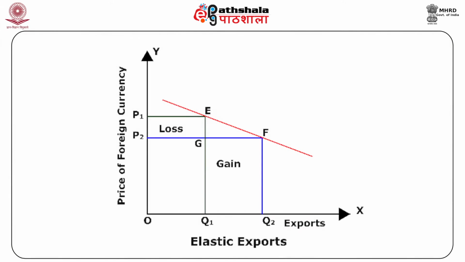In this regard, the figure shows an elastic export demand indicating a rise in export from OQ1 to OQ2 following a fall in the price of the foreign currency, that is the exchange rate, from OP1 to OP2, which is equal to P1P2. Loss to the country due to a fall in the price is estimated as EGP2P1, which is smaller than the gains FGQ1Q2 due to the increased demand. Thus, the net effect will be higher foreign exchange earnings by the country post devaluation.